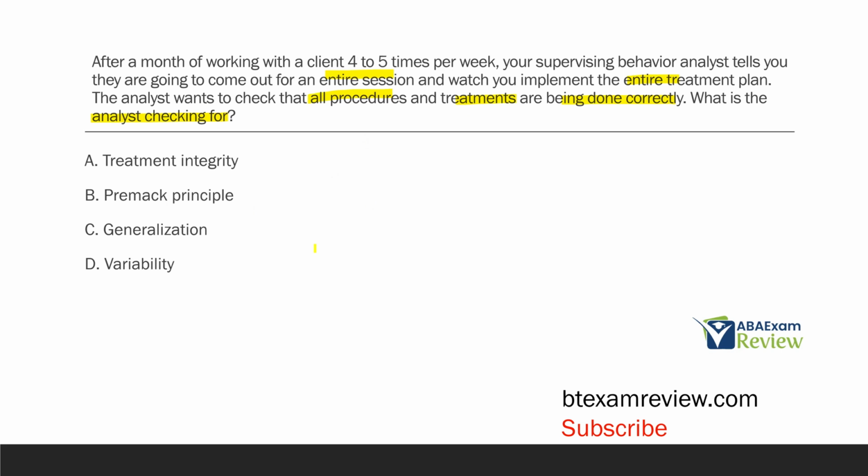C, generalization. The analyst is not looking for generalization in this case. The analyst is looking for your procedures and treatments and that they're being done correctly. And then D, variability. This word has to do with graphing in our data. If you look at a data path and there's a lot of fluctuation in the data, you might call that data variable. So the only answer that makes sense here is A, treatment integrity.